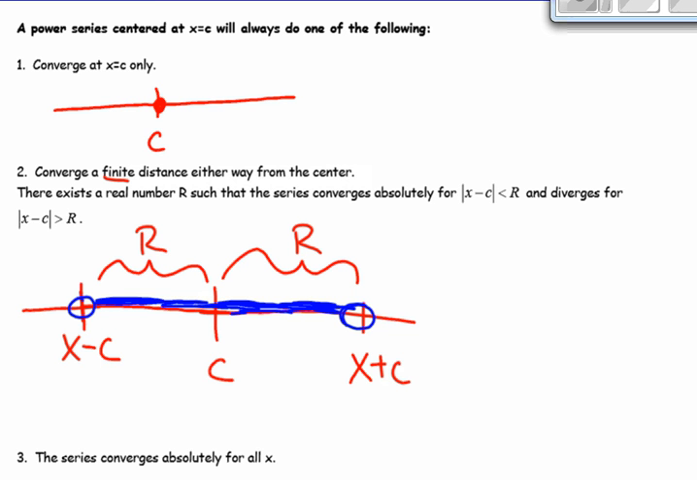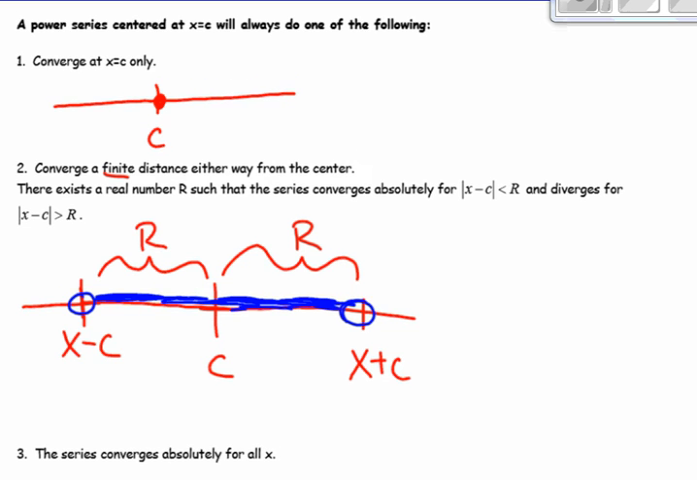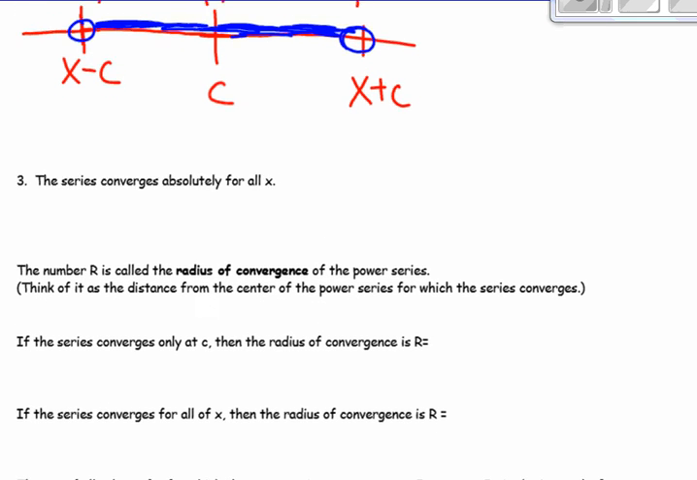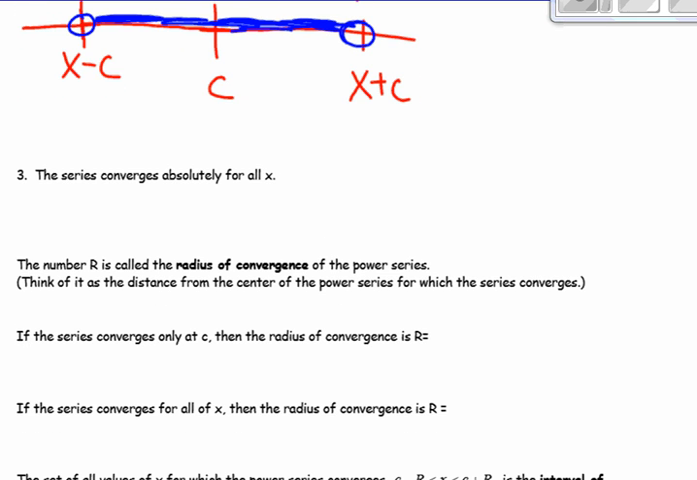Now, the points exactly at x minus c and x plus c are going to do something a little special, which we'll talk about later. Okay, and then finally we could have our series converging everywhere. So that means absolutely for all of x. So the number line here, again, if we have our center, is just going to be an infinite line. So it's going to go on and on forever and ever.